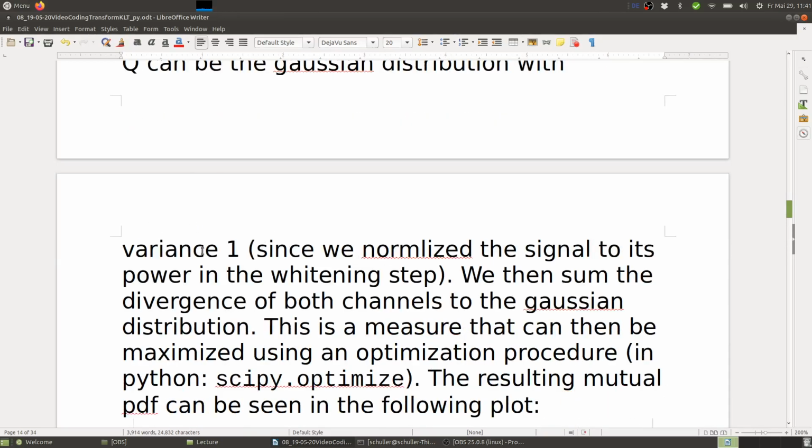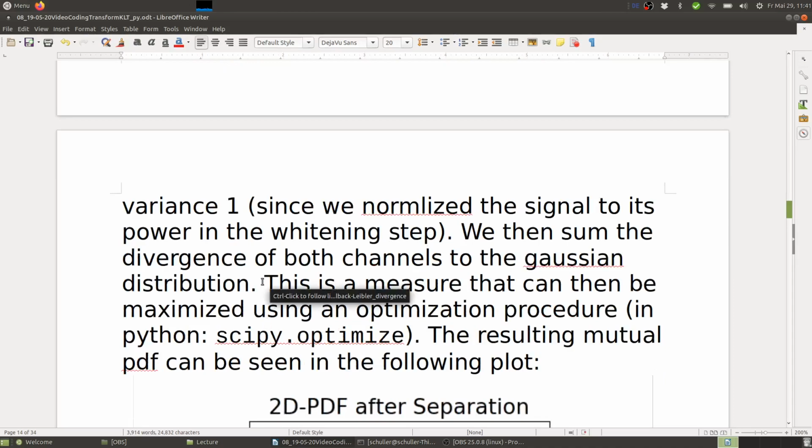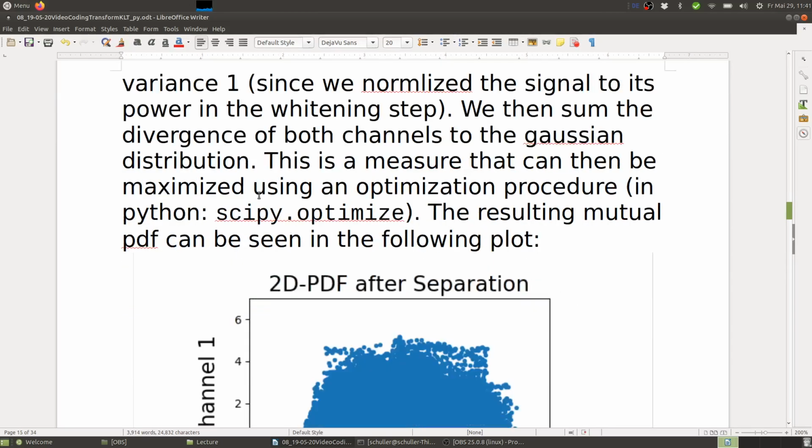Yeah, and we can assume variance 1 since we normalize the signal to its power in the widening step. So it's already having power 1. And then we sum the divergence of the two channels to the Gaussian distribution. So for each channel we measure the distance to the Gaussian distribution and we maximize this distance. This is a measure that can then be maximized using an optimization procedure, for instance, using the package SciPy optimize.